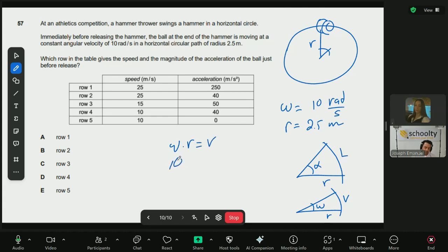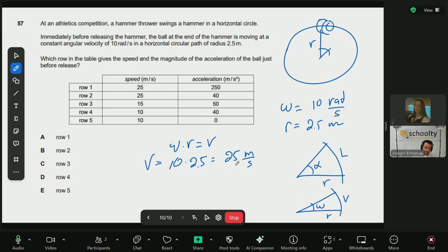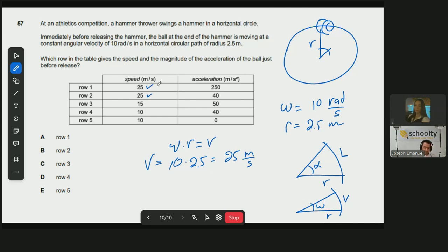So we have 10 radians per second multiplied by 2.5 meters. So it's making 25 meters per second. This is the speed of the ball before release. This is number one. So the speed should be either 20, like here, or row 1 or row 2. So next, what we have here is acceleration. Which row on the table gives the speed and magnitude of acceleration?